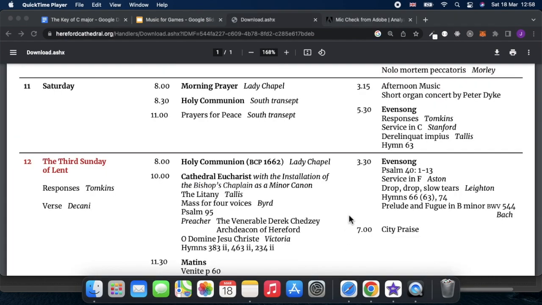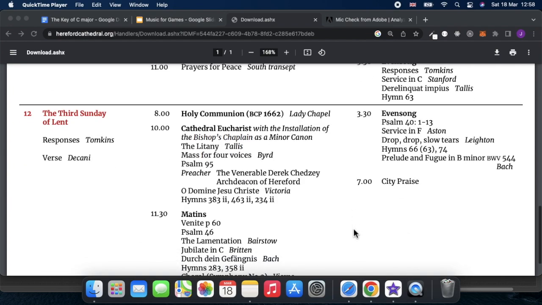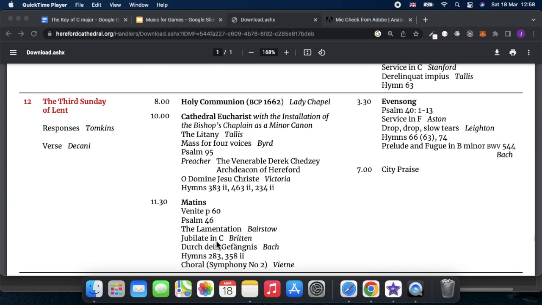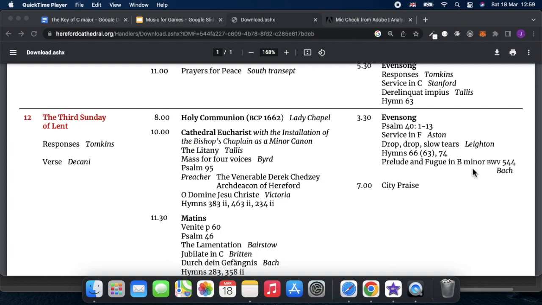So let's stick with our music program for just a minute longer and have a look at a few of these titles. Service in C, Prelude and Fugue in B minor. See what else we've got. Jubilate in C. You'll notice that in each case we have a letter. The letter indicates the root note of our key. We also have a word.